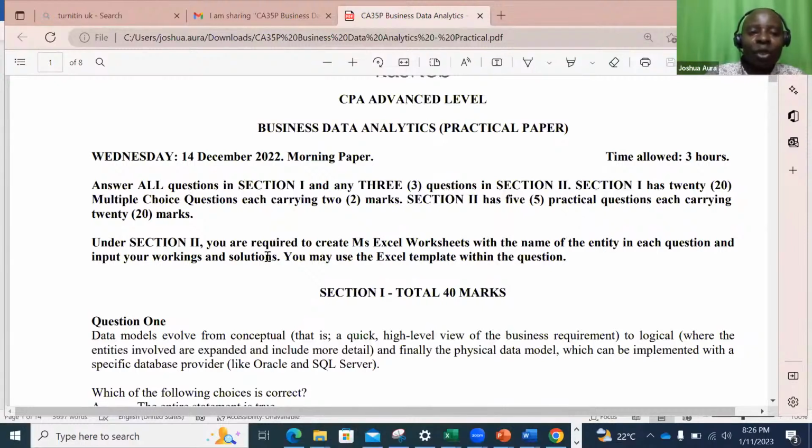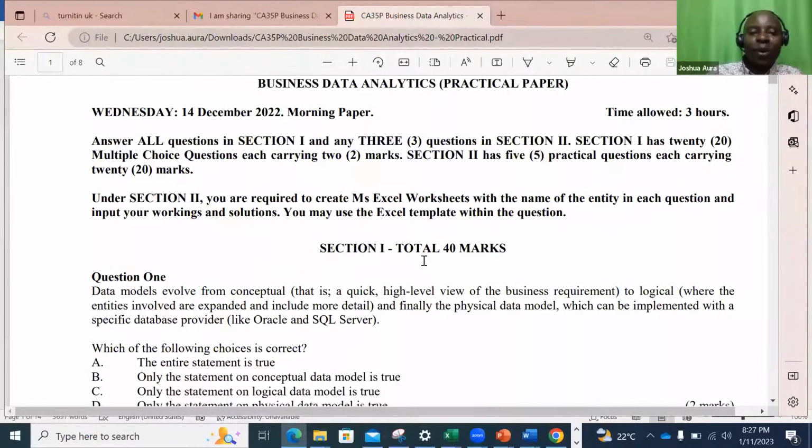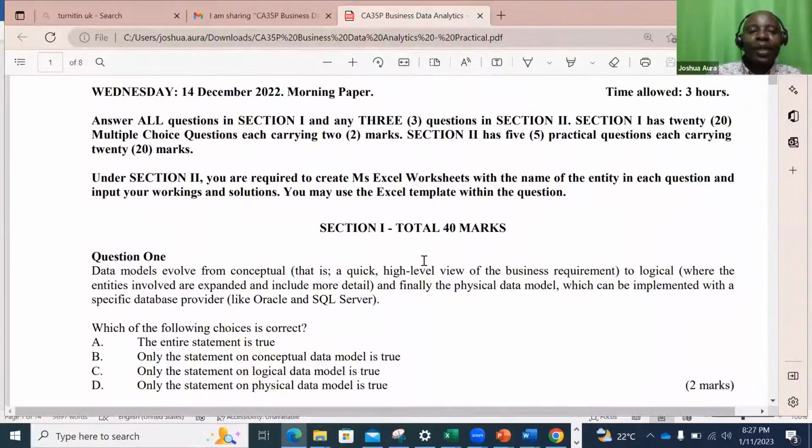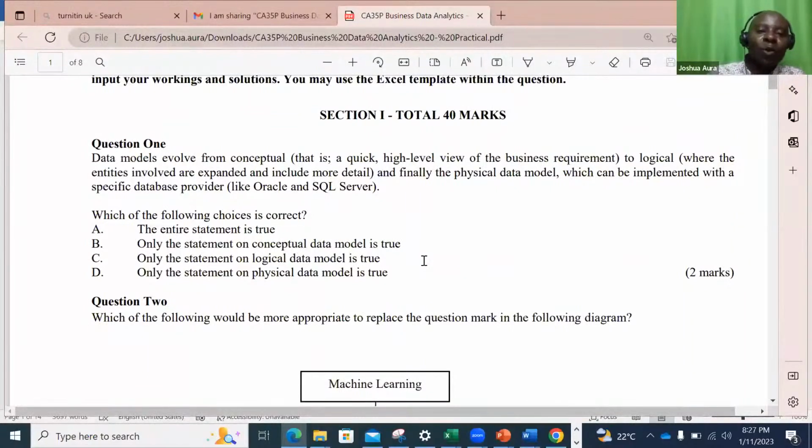Under section 2, you are required to create MS Excel worksheets with the name of the entity in each question and input your workings and solutions. You may use the Excel template within the question. So question number 1. Data models evolve from conceptual.